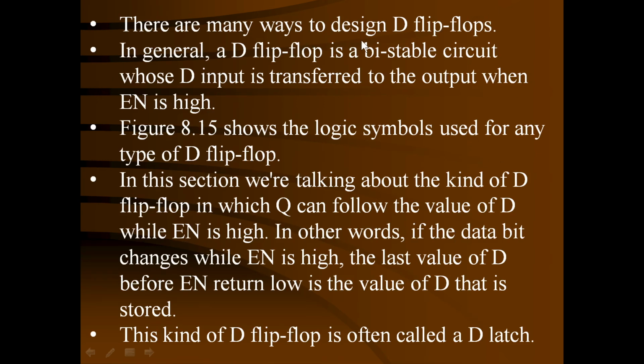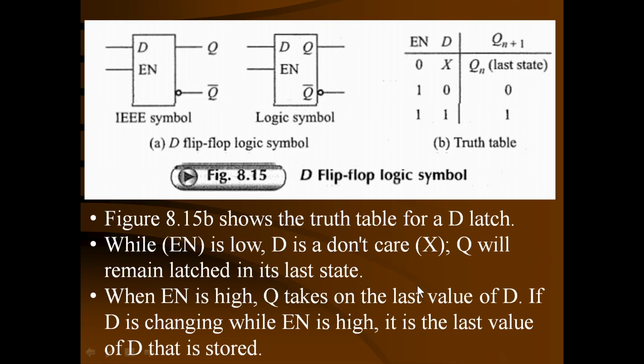It will be retained, or it will store that information for any desired period of time. There are many ways to design a D flip-flop. In general, a D flip-flop is a bistable circuit whose D input is transferred to the output when enable is high. Figure 8.15 shows the logic symbols used for any type of D flip-flop. In this section, we are talking about the kind of D flip-flop in which Q can follow the value of D while enable is high. In other words, if the data bit changes while enable is high, the last value of D before enable returns low is the value of D that is stored. This kind of D flip-flop is often called a D latch.